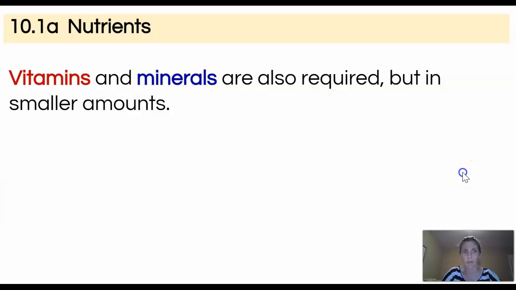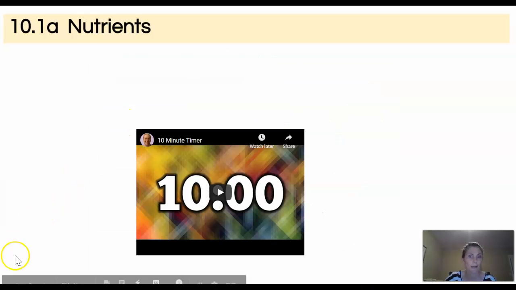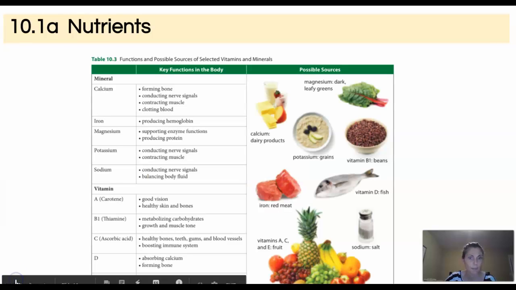But there's a table in your textbook, here it is, that denotes some of the key functions of some pretty important minerals and vitamins in our body. So typically when people think of minerals, they will think of calcium and iron. Calcium obviously being important for bone production, and iron being important for our blood.